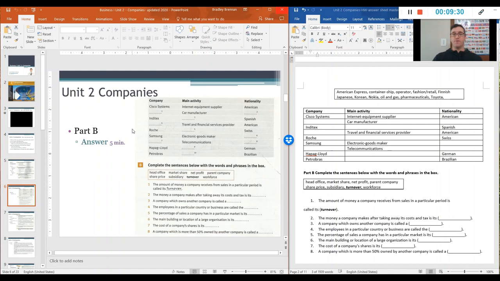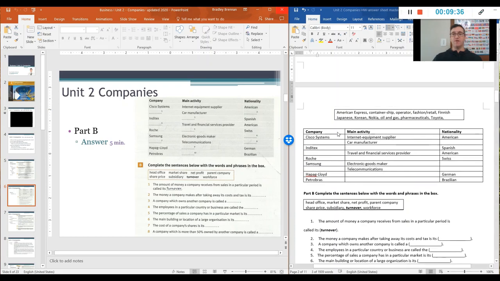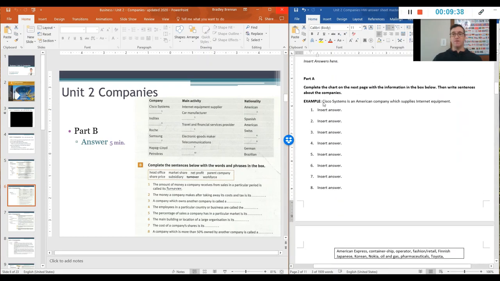Now moving on, here you see the box here, Cisco Systems, internet equipment supplier. That's why we had the example: Cisco Systems is an American company which supplies internet equipment. That's why here it says Cisco Systems, internet company supplier, American. Then you can use these phrases and words to make the sample sentence.